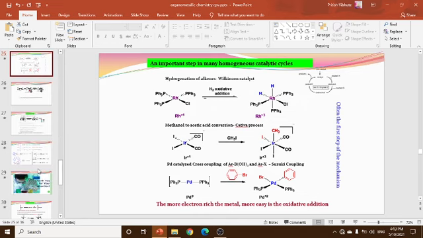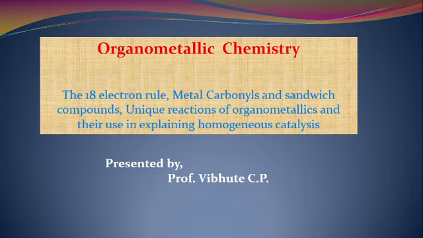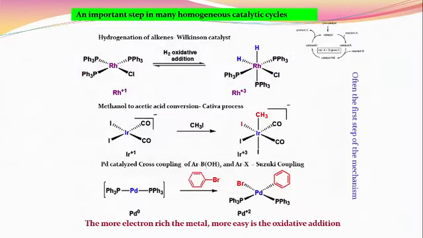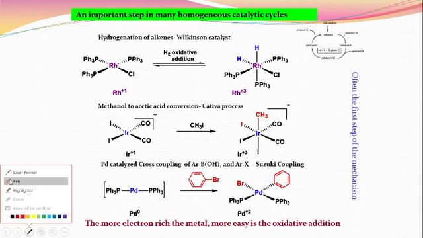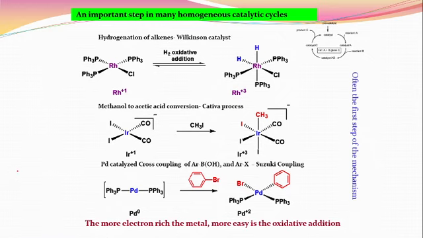Now, some importance of the reductive elimination and oxidative addition reactions. These are the reactions which are useful in some cycles. Here is the Wilkinson catalyst which is used in the hydrogenation of alkenes. Here, on H2 oxidative addition reaction, this is attached at the cis position. You can see this is attached at the cis position. This is called oxidative addition.